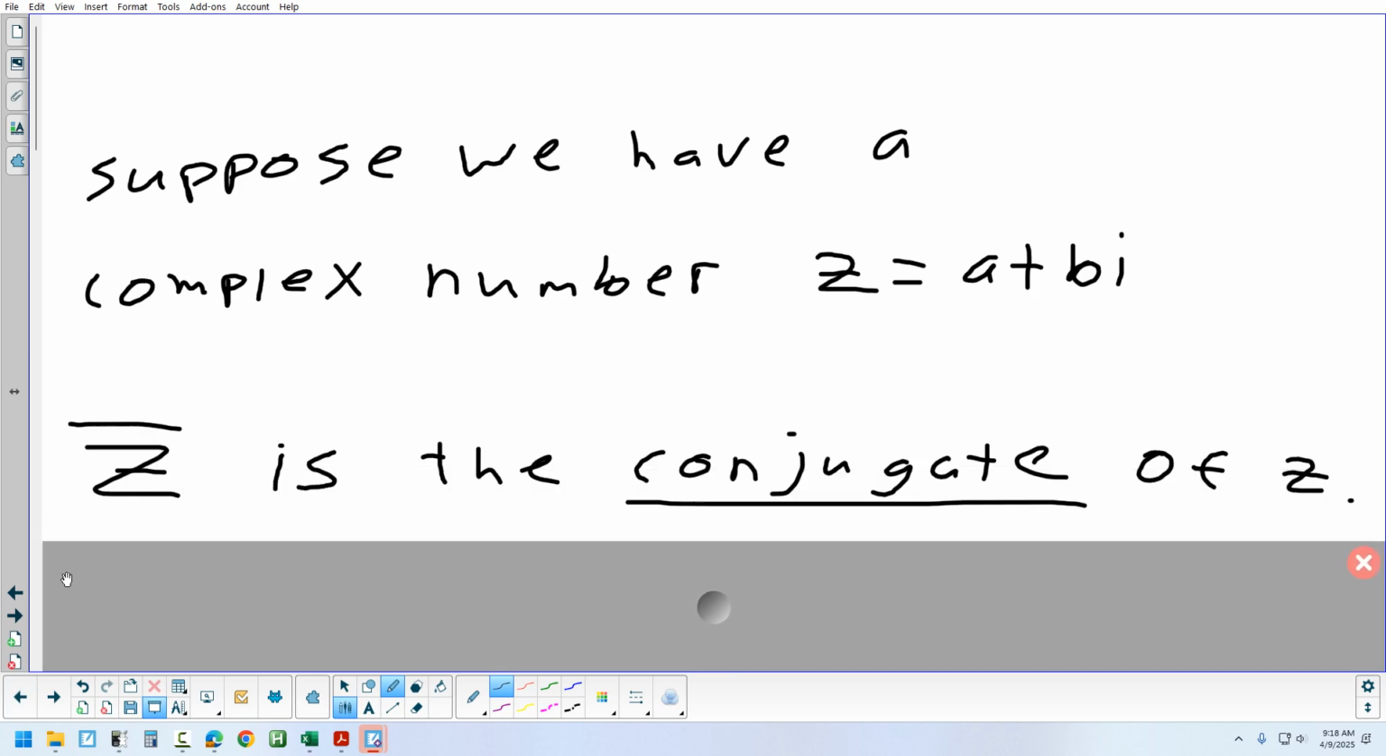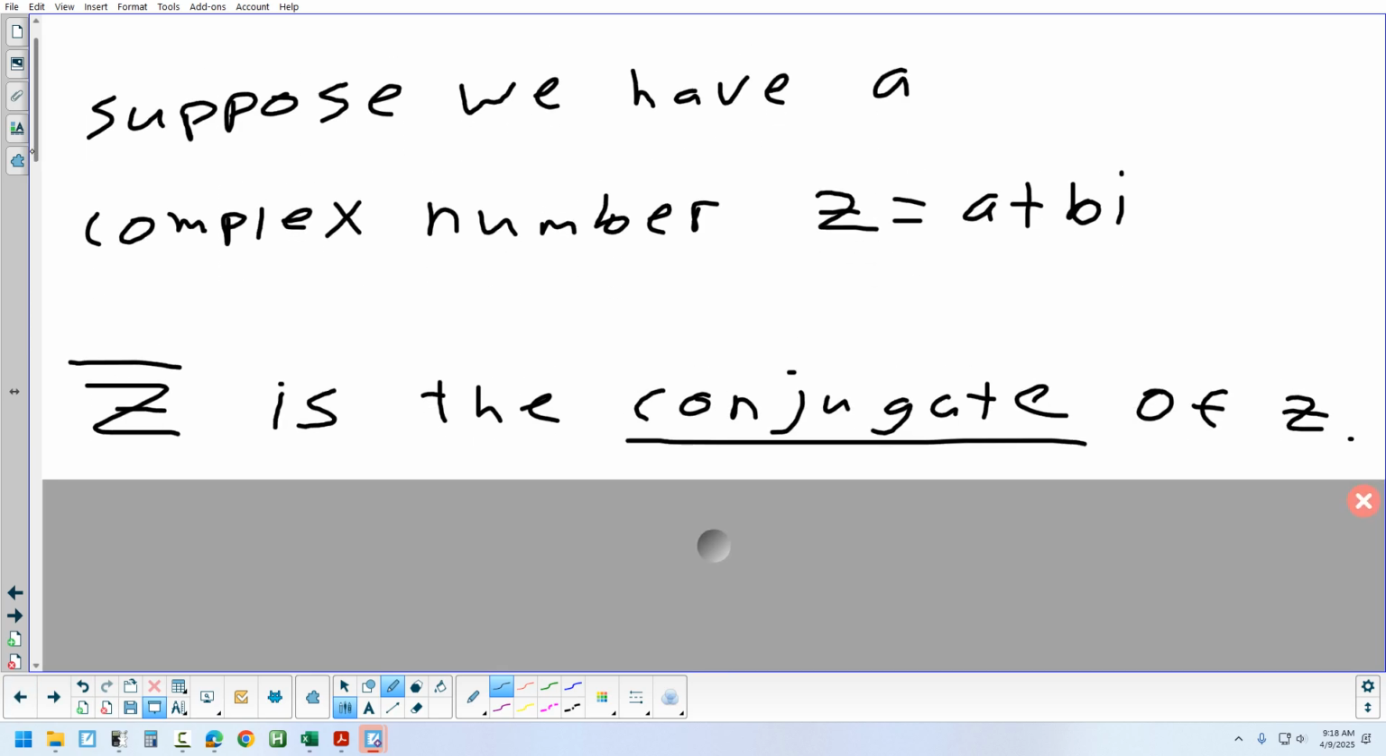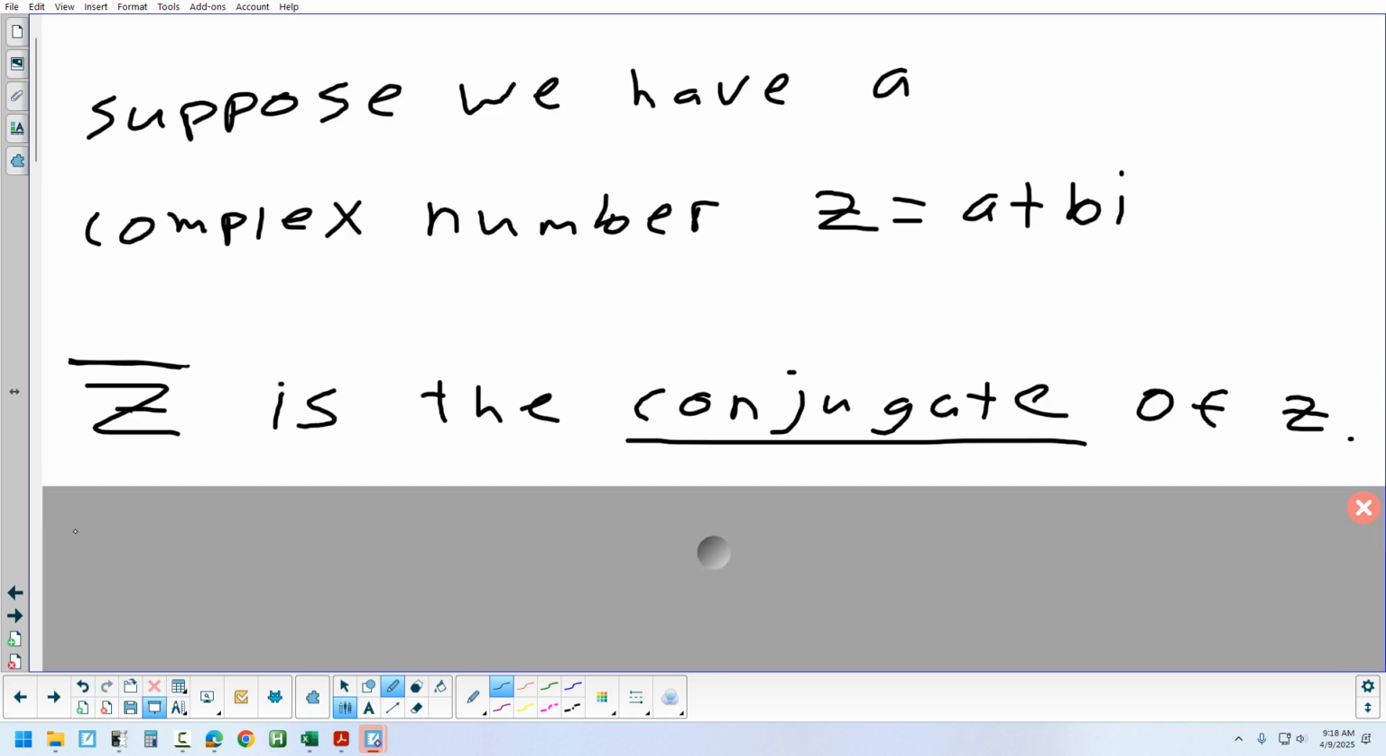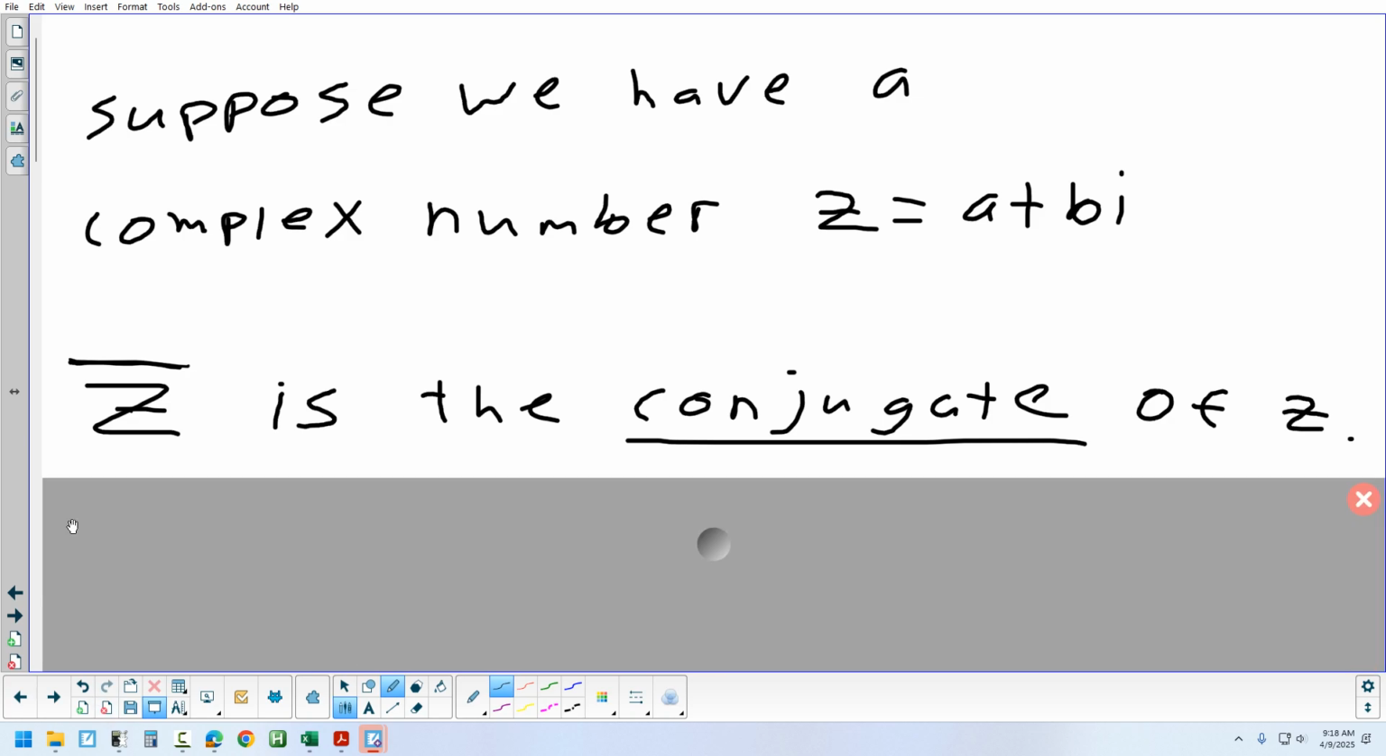So first of all, the symbol that you're going to see in the book for the word conjugate, since they don't like to write out long things in math, they take the letter and they put a bar above it. When they put a bar above the letter, that stands for the conjugate of what's underneath it. So that gives you the symbol for it, but it doesn't really tell you what the conjugate means.